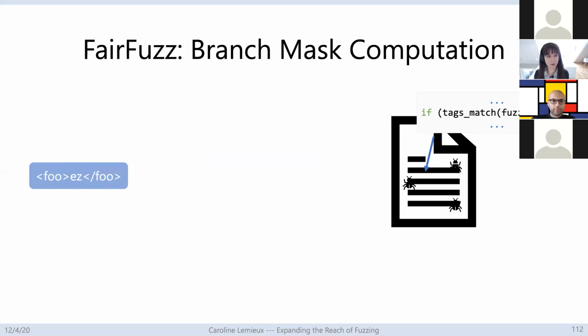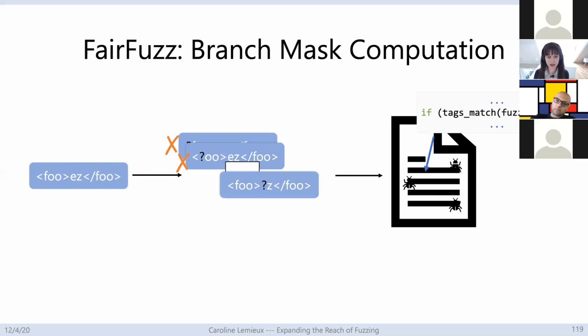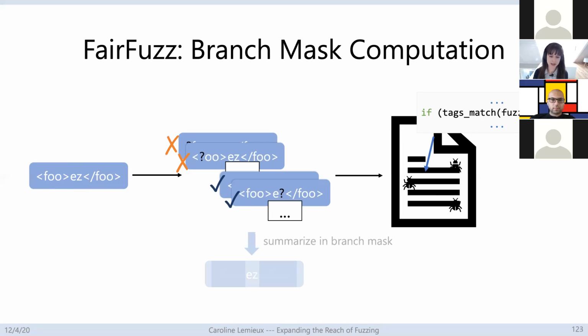Basically, the way we computed this is that we went through the input and flipped each byte. And we said, hey, if I flip the first byte of this tag, do the tags still match? In this case, no, because you mutated the tag. So you mark that byte as not OK. And you keep going through the input, mutating each character, seeing if it still satisfies the rare branch. If you get to some point where you can mutate the characters and still satisfy the rare branch, you mark those positions as OK. So basically, we do one flip for each position in the input. And then we can summarize that information in an approximate branch mask.